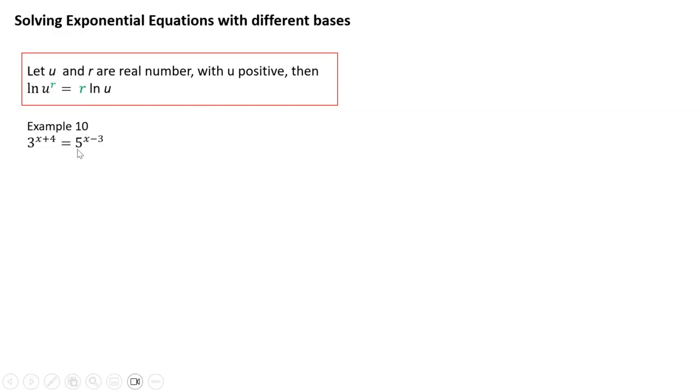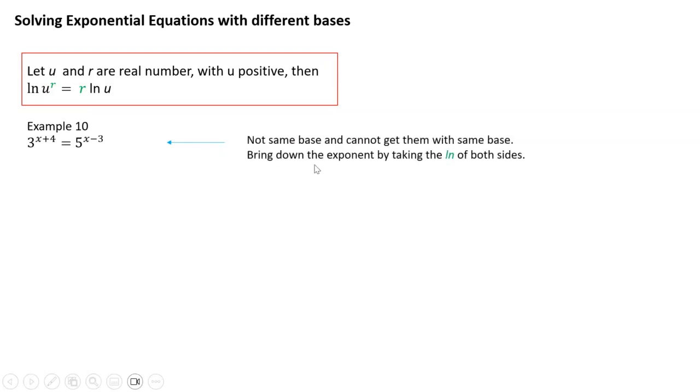Now, this example here, guys, is the hardest it gets. It cannot get any harder than this. So here, guys, there's no same base, right? Because 3 and 5 don't share a common base. So right away, we're going to take the ln of both sides by bringing down the exponents.